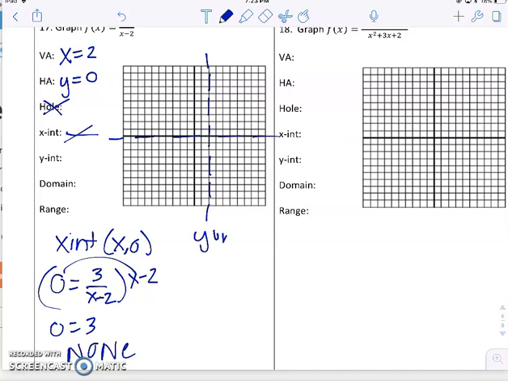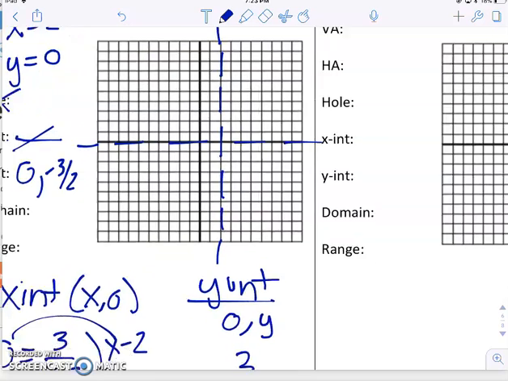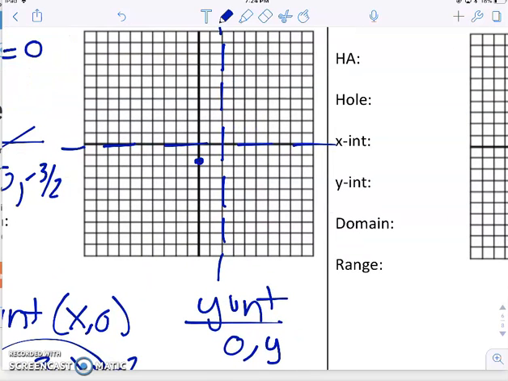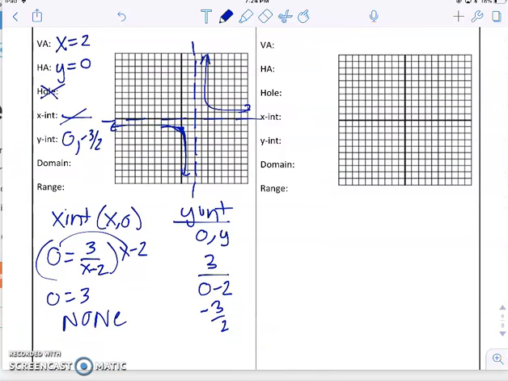Our y-intercept, 0 comma y, so 3 over 0 minus 2, so negative 3 over 2. So right down here, so that means we have a swoop in this quadrant, and I missed it there. This should end that quadrant. So our domain is all reals, except x can't be 2. Our range is all reals, except y can't be 0.